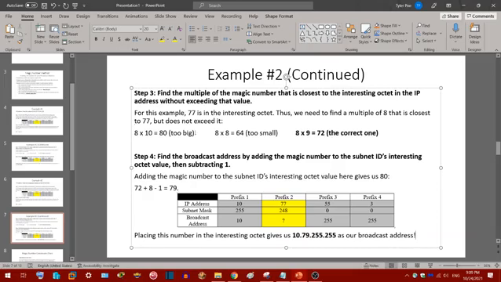So for finding the broadcast address, you follow the majority of the steps from the subnet ID example, but you take the number you multiplied, add the magic number once, and then subtract 1, and that gives you the interesting octet for your broadcast address.